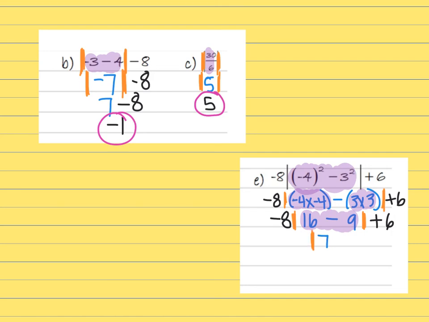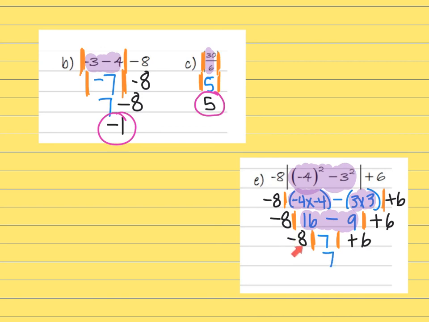Okay, I'm still bringing down my absolute value brackets. I'm bringing down negative 8, and I'm bringing down plus 6. Now that this amount inside my absolute value sticks is just a single number value, I ask myself, how far is 7 from 0? Positive 7 from 0. It's only 7 units away, so I would write 7.